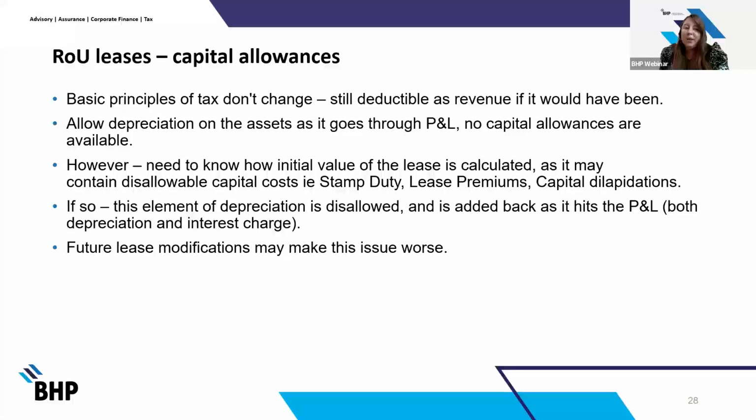No capital allowances will be available on the leases on the balance sheet, so they're not fixed assets in the typical sense. We do, however, need to know how the initial value of those leases is calculated, because they might include things such as stamp duty, lease premiums, capital dilapidations, which are capital items, so wouldn't have been revenue in the first place. Where we have those included within that value of the lease, those still need to be disallowed. So it's working out the proportion of the value which needs to be added back each year to the P&L to reflect those items. We mentioned earlier that future lease modifications will change your interest rates and the calculation of the value on your balance sheet, but because future lease modifications may also include potential capital items, that add back may become worse if that happens.